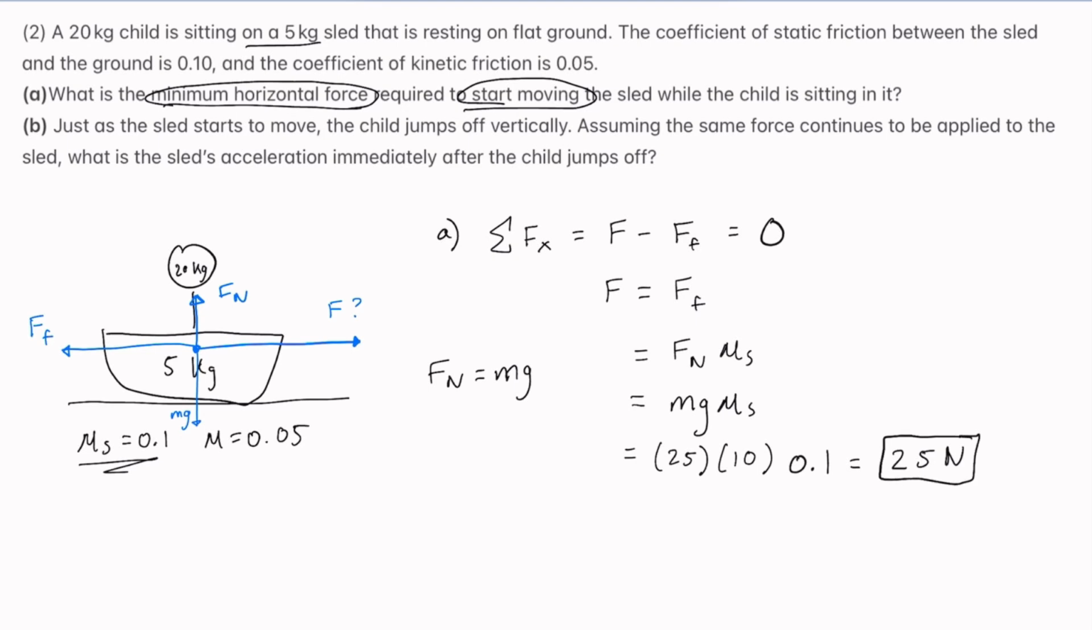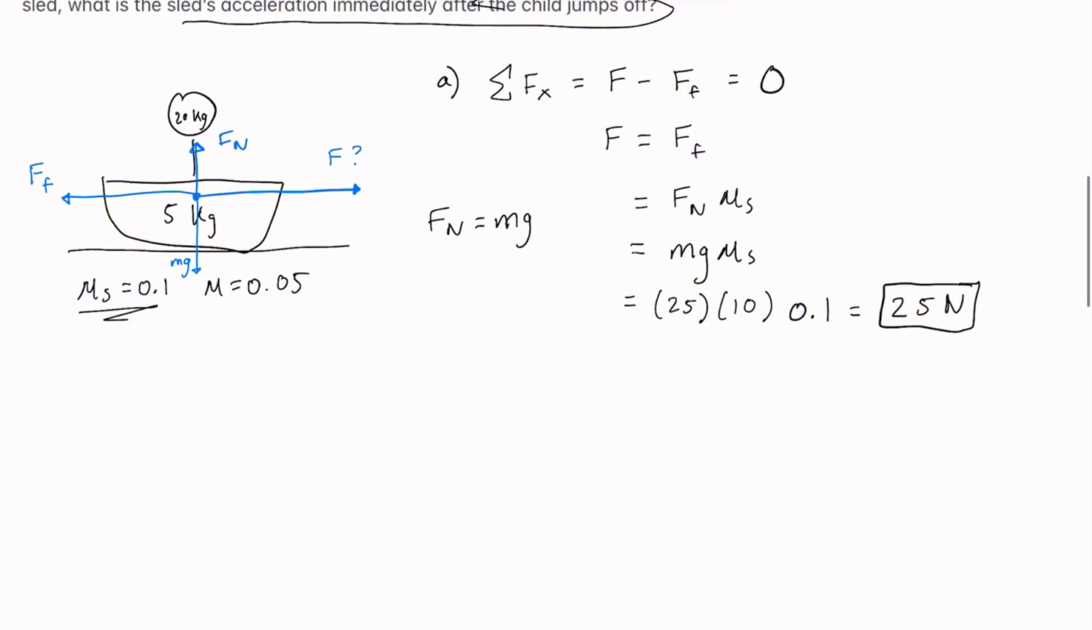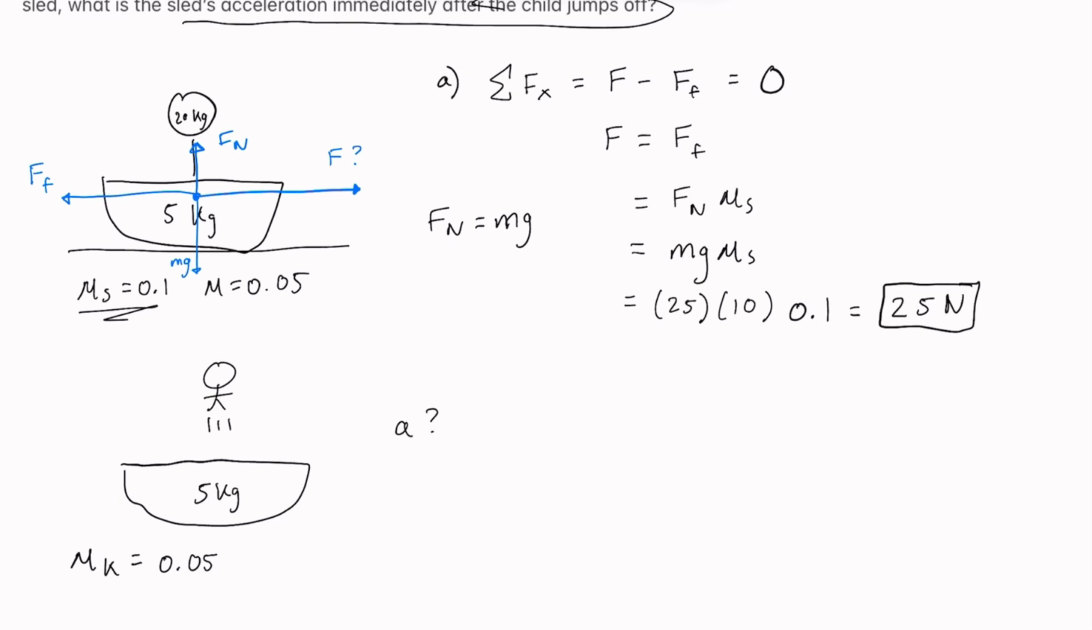The next part of the problem asks us, when the child jumps off vertically from the sled, assuming the same force continues to be applied to the sled, what is the sled's acceleration immediately after the child jumps off? Let's draw another diagram for this one. We have our sled with the child that has jumped off it, and we have our kinetic coefficient of friction, which is 0.05, and we're asked to find the acceleration.